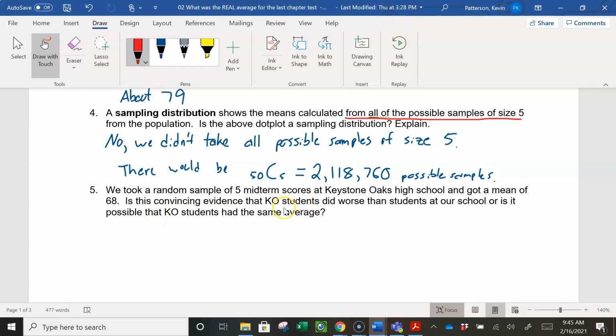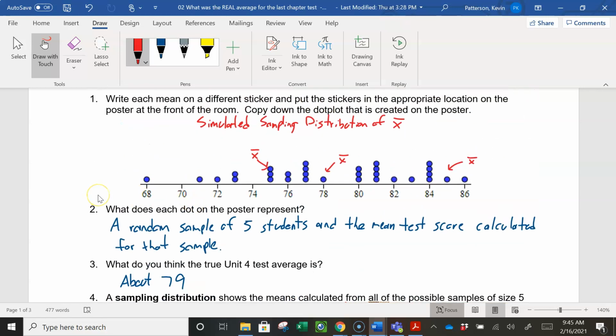And why are we saying "or less"? Because we're asking, did the KO students do worse? If we said did better, then we'd look at 68 or higher. Okay, so coming up here, there's only one sample of size 5 that is at 68 or less.